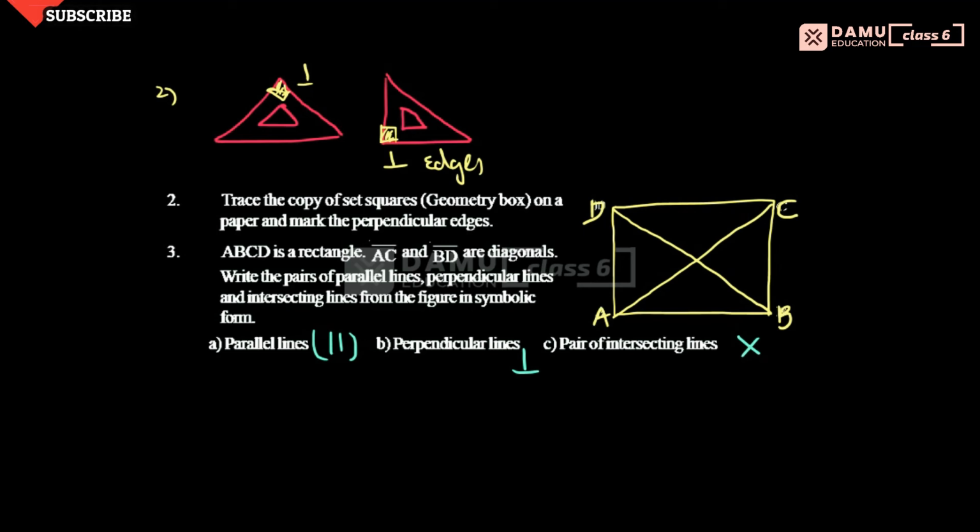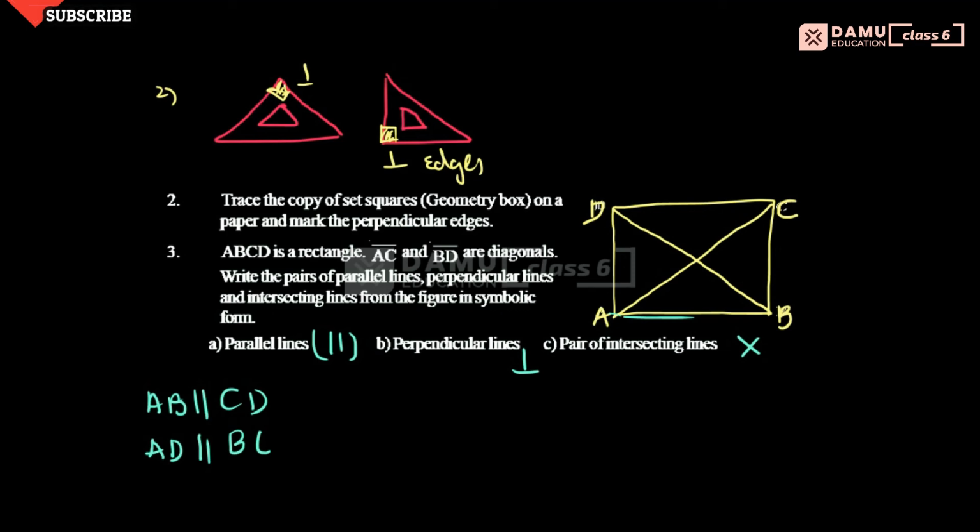So parallel lines: AB is parallel to CD. AB is parallel to CD. Then AD, this side, if you consider, is parallel to BC. So AD is parallel to BC.